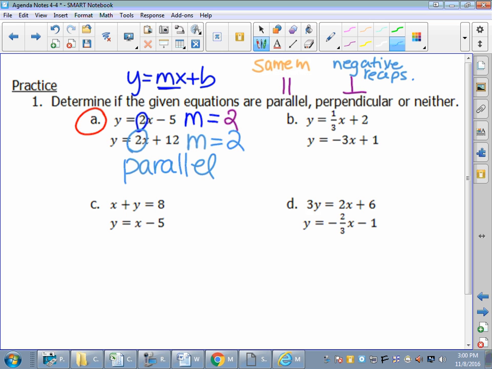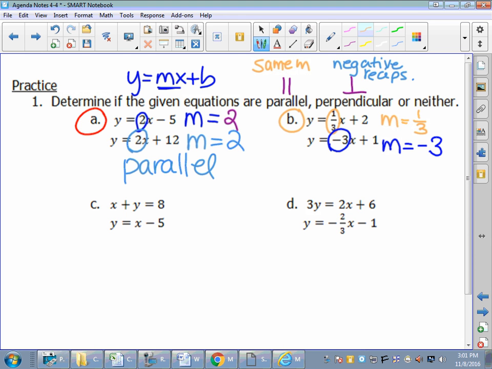So let's do 1b. I like 1a and 1b because these guys are already in y equals mx plus b form. Super easy to find the slope. So in the top equation, y equals 1/3 x plus 2. Seems to me my slope must be 1/3. Second equation, y equals negative 3x plus 1. Again, we can find that slope is negative 3.